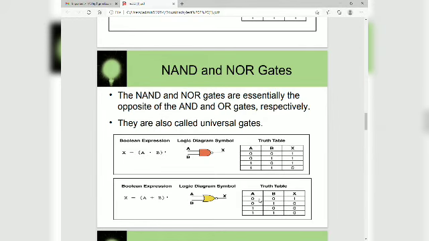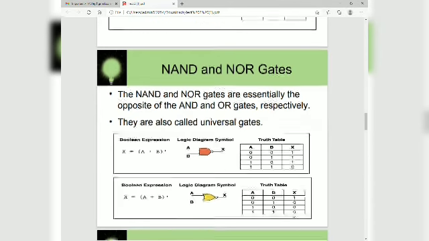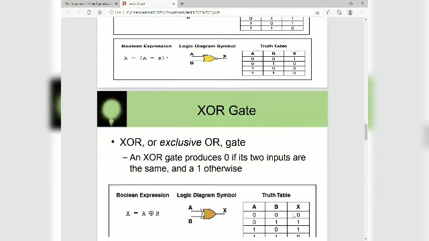Truth table of NOR gate is A, B and X. A and B are inputs and X is output. If A is equal to 0, B is equal to 0, then output is 1. If A is equal to 0, B is equal to 1, then output 0. If A is equal to 1, B is equal to 0, then output 0. If A is equal to 1 and B is equal to 1, then output 0.